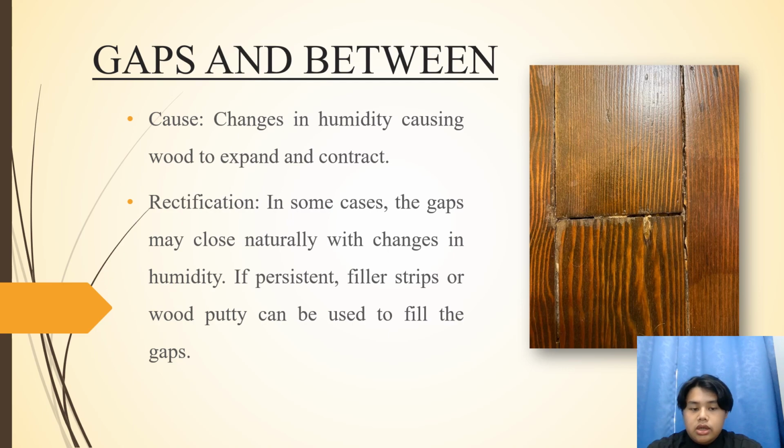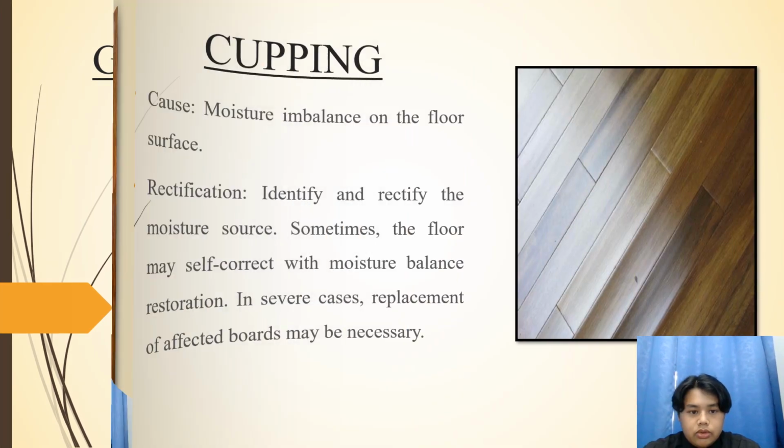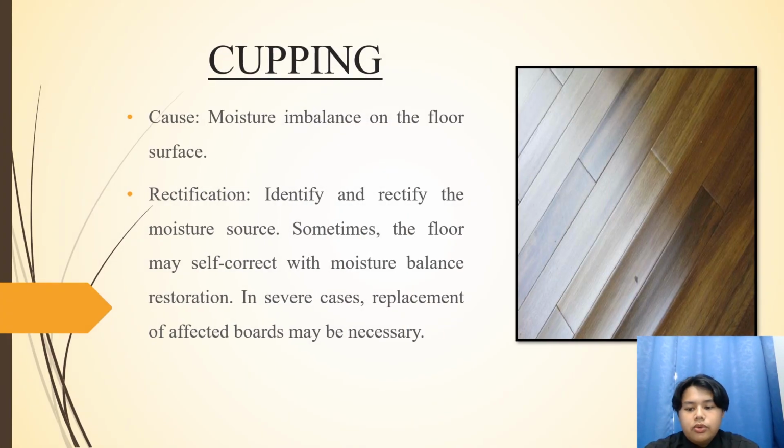After that, I would like to talk about cupping. So what causes cupping? Cupping is caused by a moisture imbalance on the floor surface. If the moisture is imbalanced on the floor, the surface will become more cupped and it will cause imbalance on the floor.